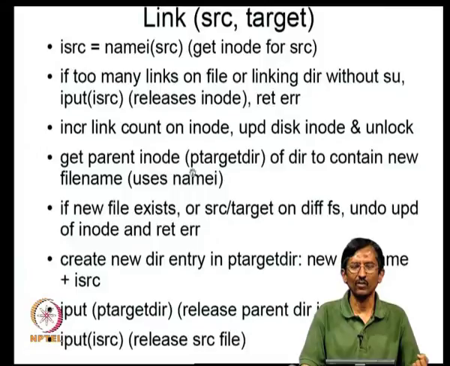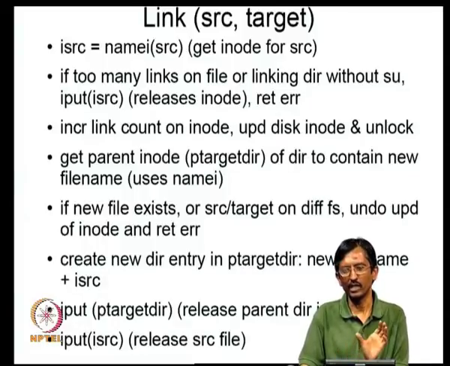Now, you go and try to get the parent inode where this particular new link has to be present. You could have specified a directory here. That means I have to get the inode corresponding to the directory, or I could have specified a target file, in which case I have to look at the target file, remove the end part, take the directory part and then look it up. That is what name_i is going to do.